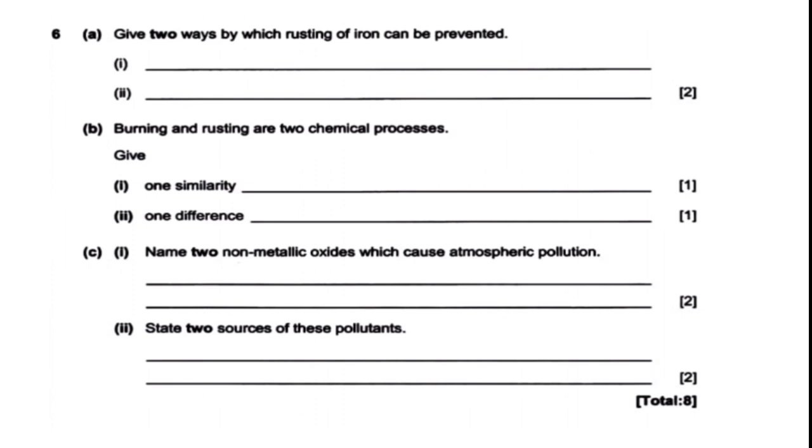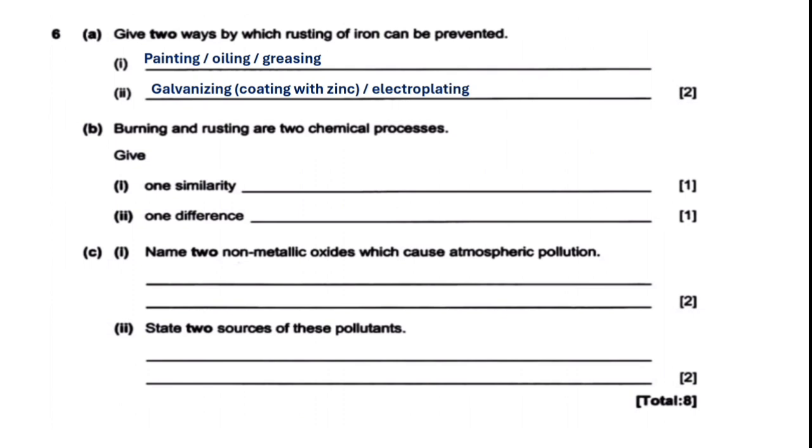So you say there are many ways: by painting, by galvanizing iron, by alloying iron, by greasing. Okay, you can say painting, alloying or greasing. Apart from that, you can say galvanizing, which is coating with zinc, or electroplating, right? Electroplating.